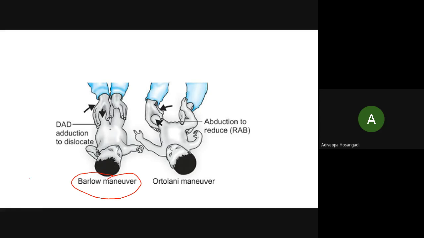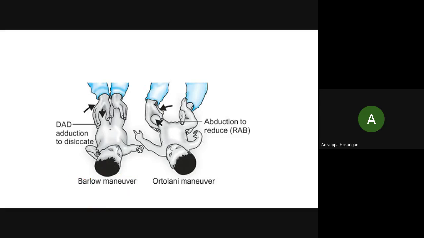For Barlow's there's a mnemonic: Bar-low, you go to the bar outside, you go to the party in the bar. So what you do, Barlow's means you want to dislocate the head. In a normal child, you should not be able to dislocate. If you are able to dislocate, it is an unstable hip. So Barlow's means you are dislocating it.